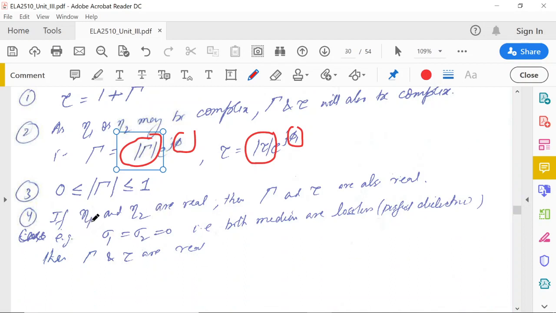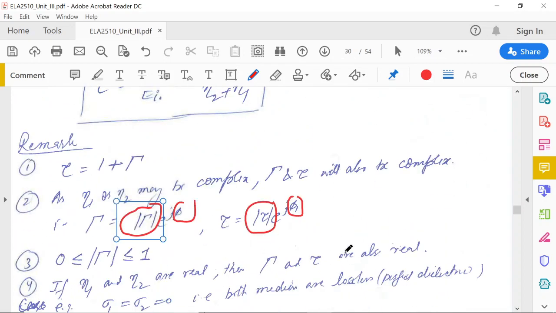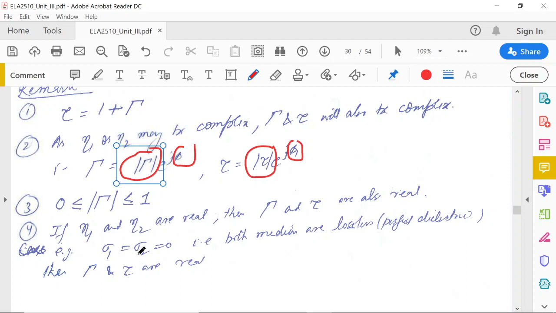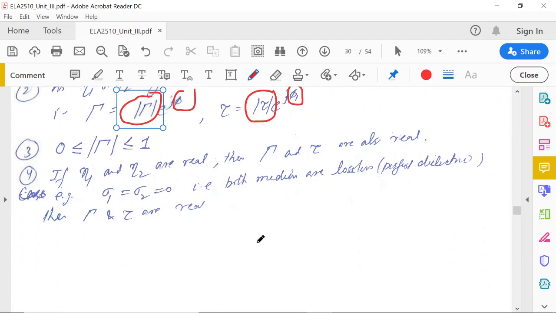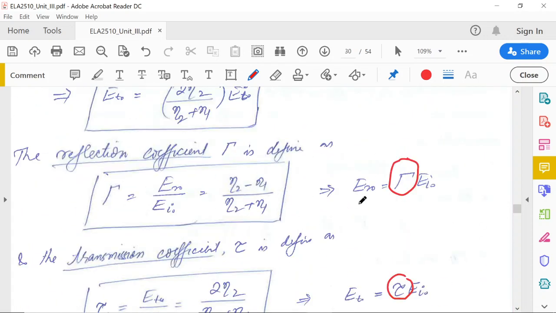If eta 1 and eta 2 are real, then the reflection coefficient and the transmission coefficient will also become real. It will be real only when the media are lossless, when the conductivity is 0 and they are perfect dielectrics, for example, free space. So in that case, eta 1 and eta 2 are real quantities, and gamma and tau will be real quantities.